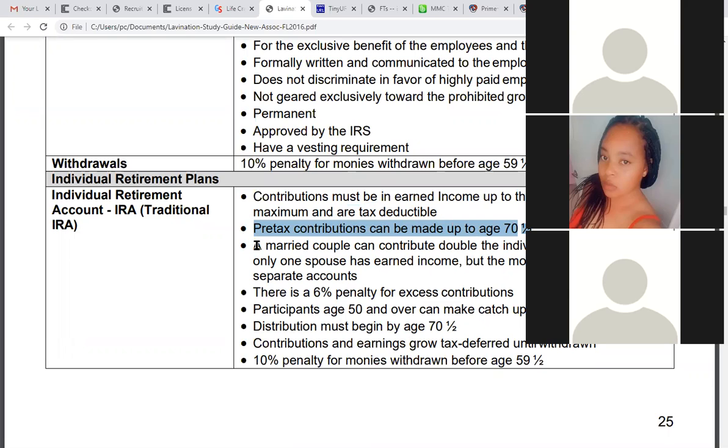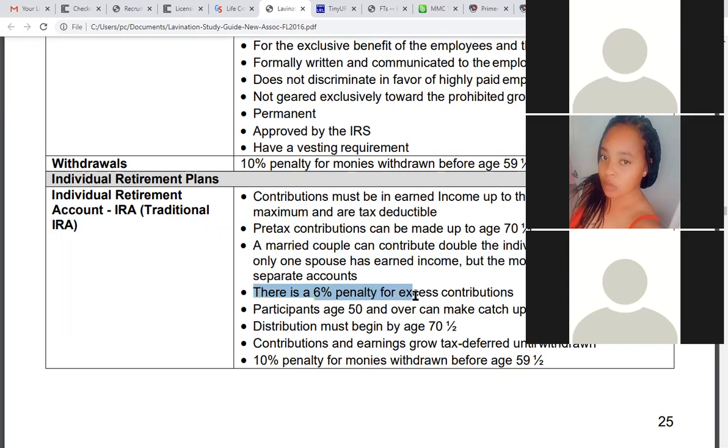All right. Now, a married couple can contribute double the individual amount. That means if you have a husband and a wife, and the wife is working and the husband is not working, you can put 6,000 if you're under the age of 50, and you can also put 6,000 for your husband. Double, that's what that means. So you can put this amount for you and your husband, but they have to be two separate accounts.